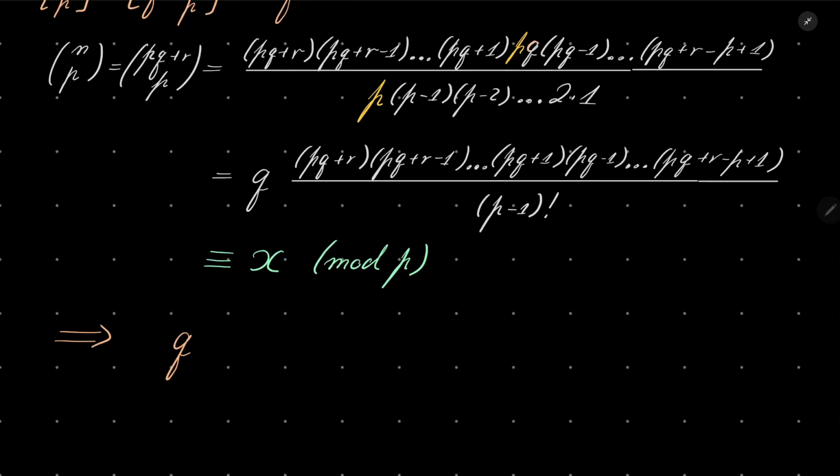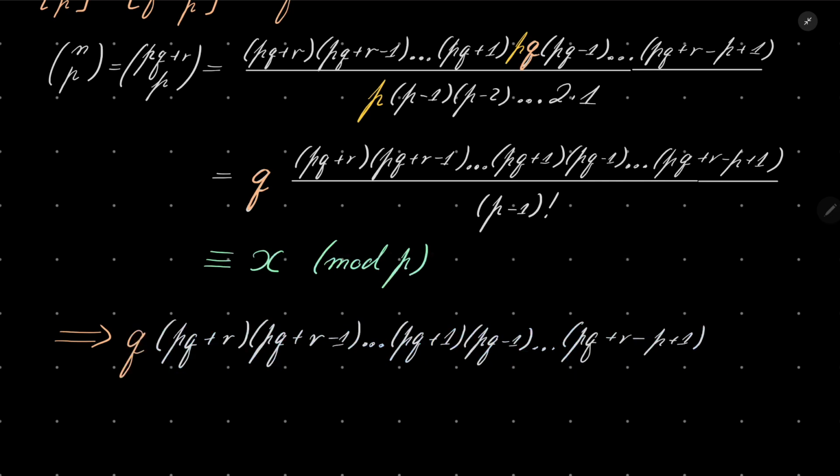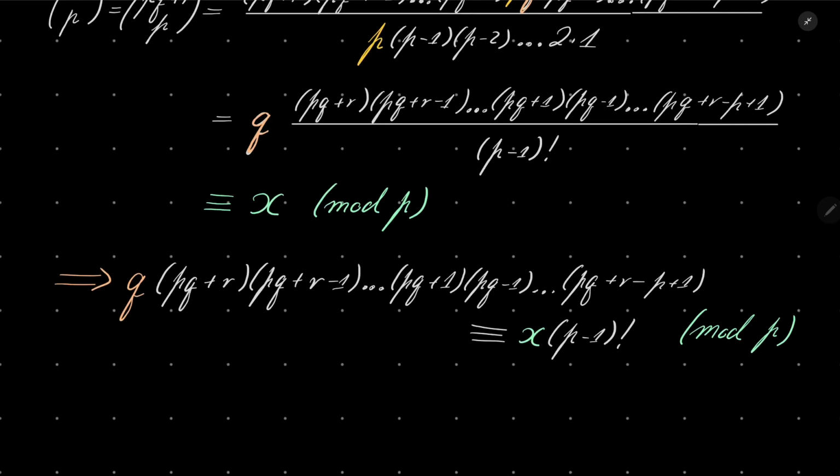Now, we can deduce that q times this product, pq plus r, pq plus r minus 1, pq plus 1, pq minus 1, pq plus r minus p plus 1, is congruent to x times p minus 1 factorial modulo p, because we know that we can multiply congruences by any number. So I have multiplied by p minus 1 factorial, modulo p, of course. Now, the crucial part. Here we have p minus 1 numbers, pairwise non-congruent.